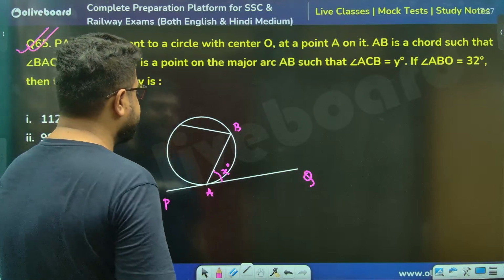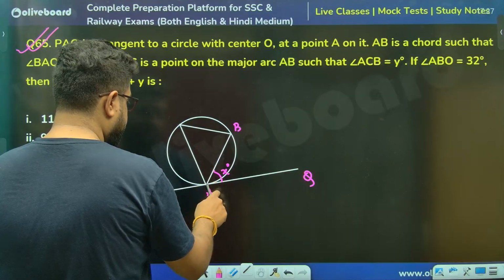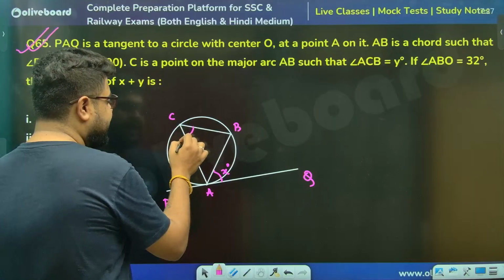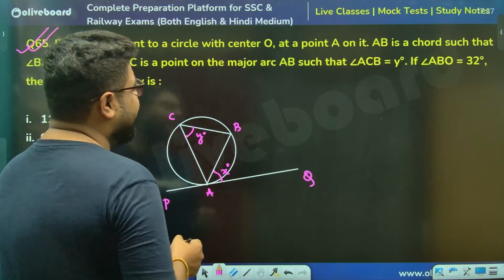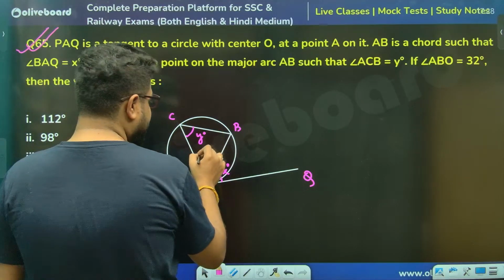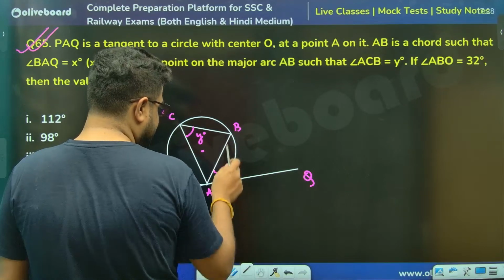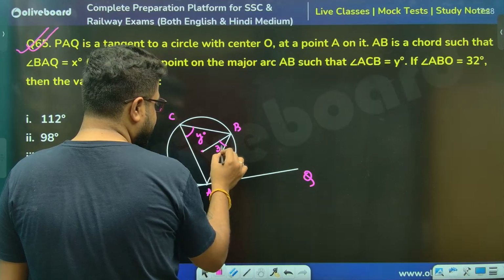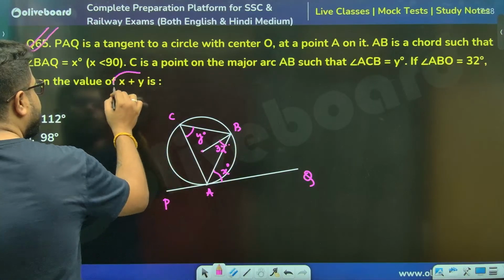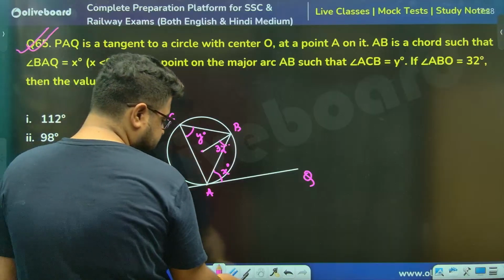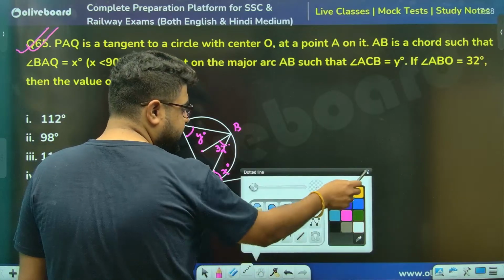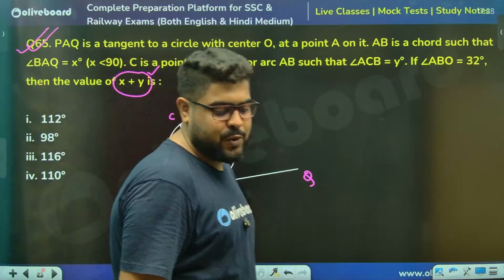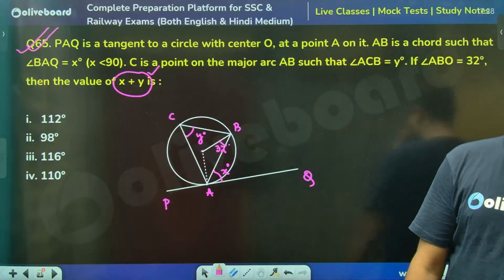And they are saying angle ACB is equal to y degrees. Angle ABO, where O is somewhere over here, is given as 32 degrees. They're asking for the value of x plus y. So let us do one simple construction which will complete this triangle, join this. Now, we will learn a very simple theory here.